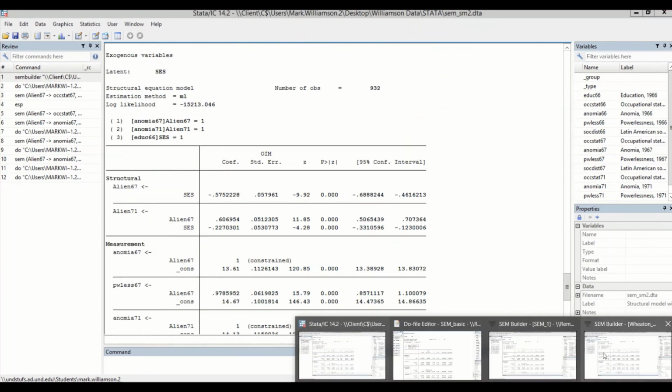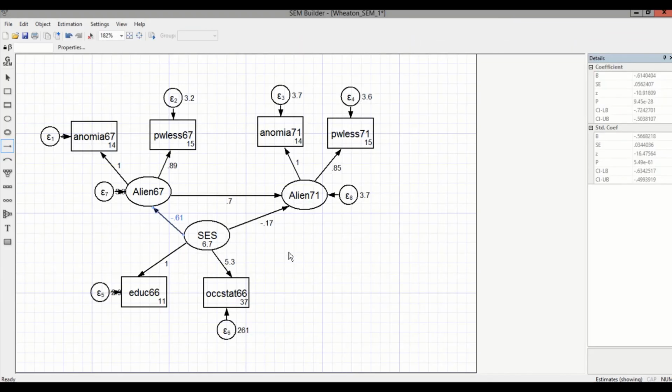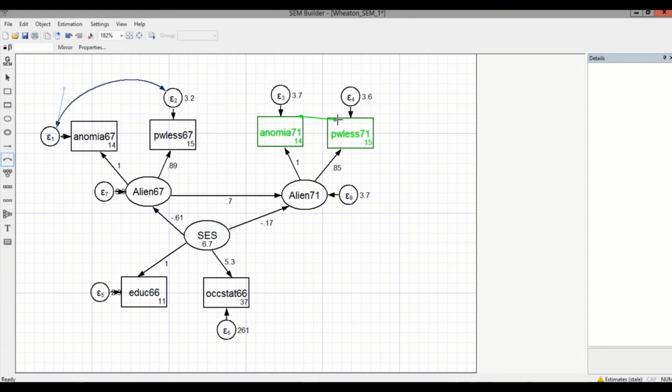Going back to here, of course, if we wanted to do this by hand, we could add those covariances. Actually, whoops, we don't want that. We want to delete that. We want anomia 67 and 71, and then powerlessness 67 and 71. That's how you do it by hand here. And so that is the first example.